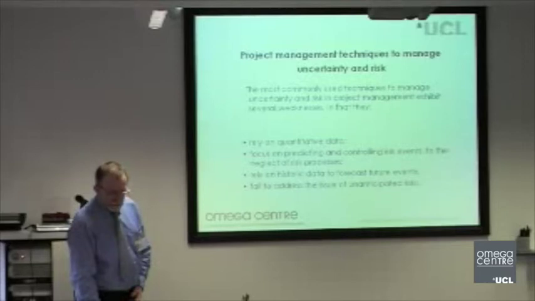We find in project management, for example, there are common sets of techniques to manage risk and uncertainty, such as the establishment of risk registers and so on, but they rely on quantitative data. They focus on predicting and controlling risk, to concentrate on events, to the exclusion of processes. They just rely on historic data, which cannot necessarily tell them too much about the future. And they don't deal with any unanticipated risks.